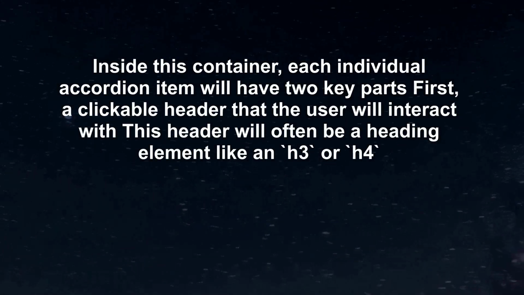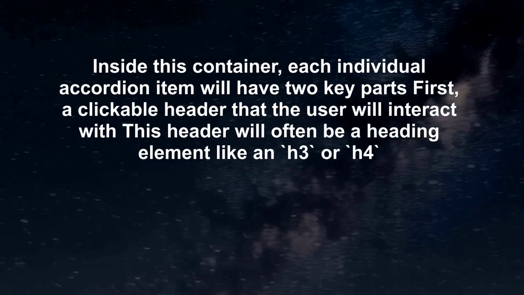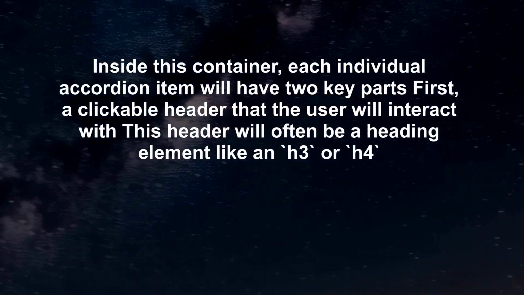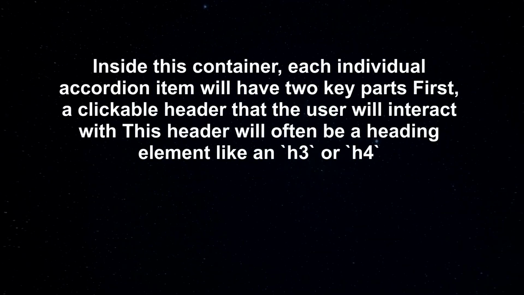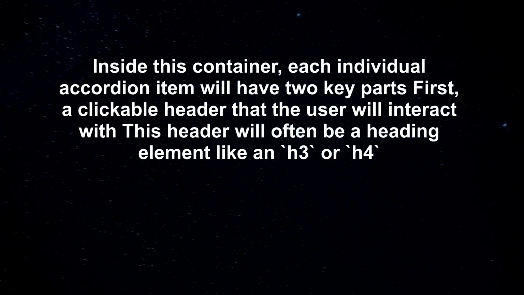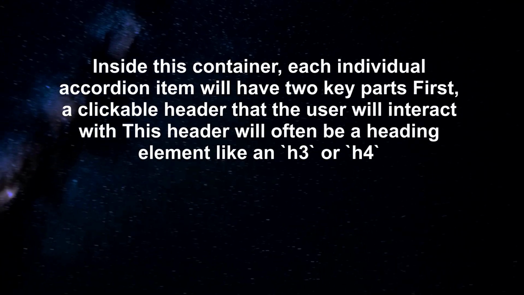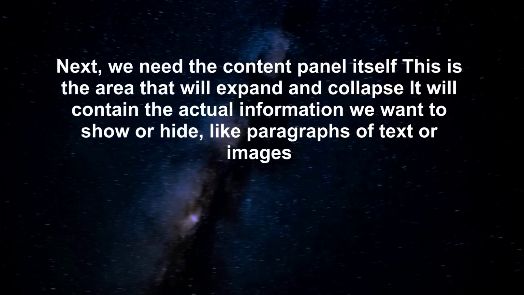Inside this container, each individual accordion item will have two key parts. First, a clickable header that the user will interact with. This header will often be a heading element like an H3 or H4. Next, we need the content panel itself. This is the area that will expand and collapse. It will contain the actual information we want to show or hide, like paragraphs of text or images.